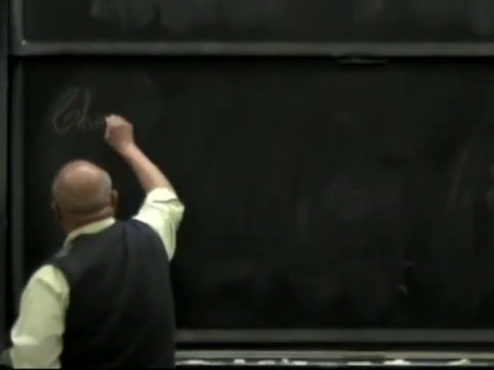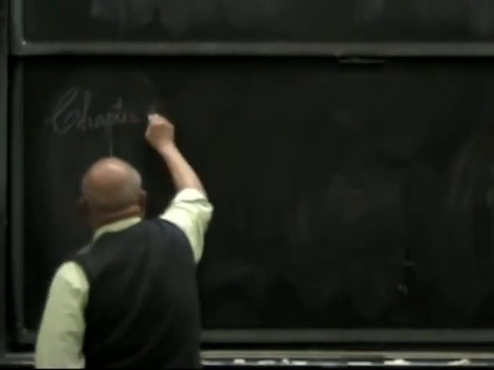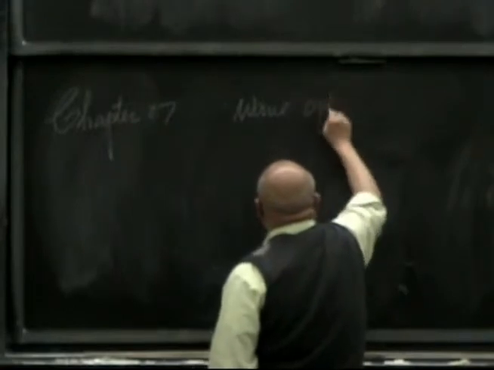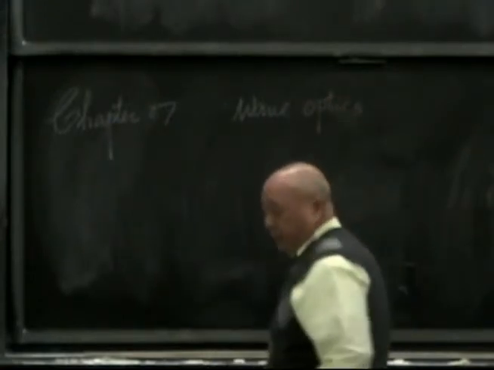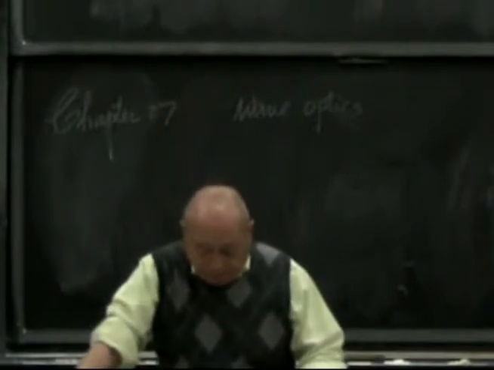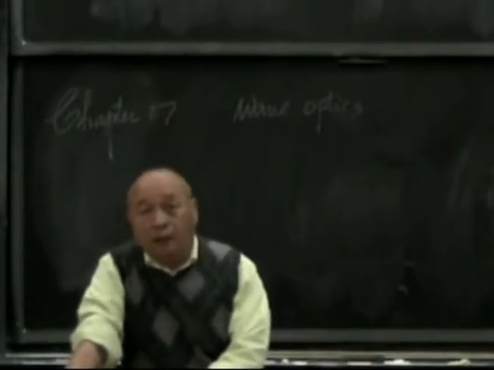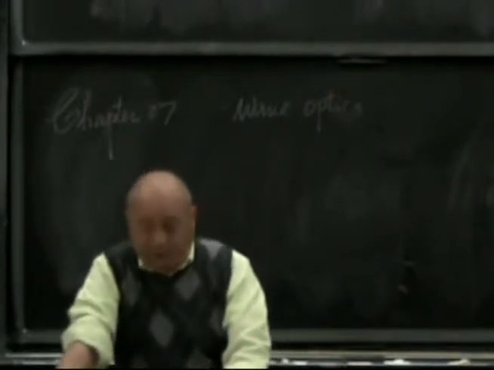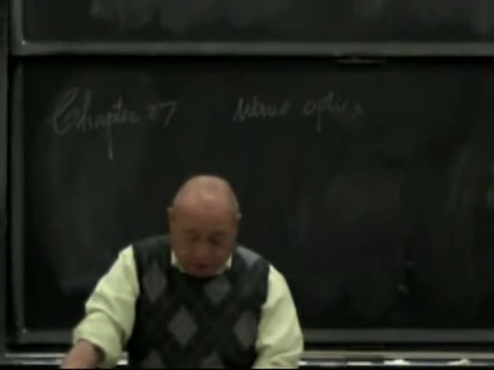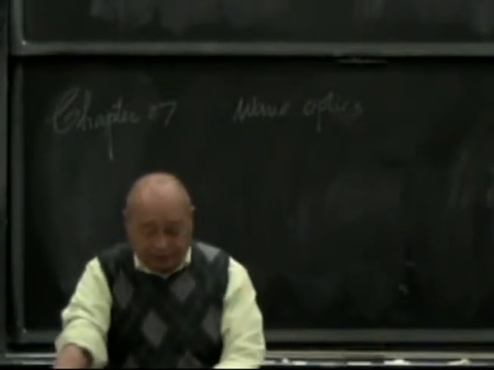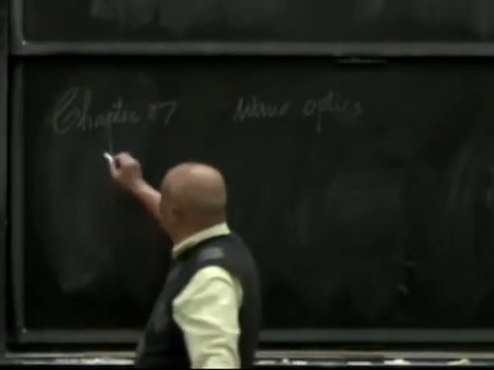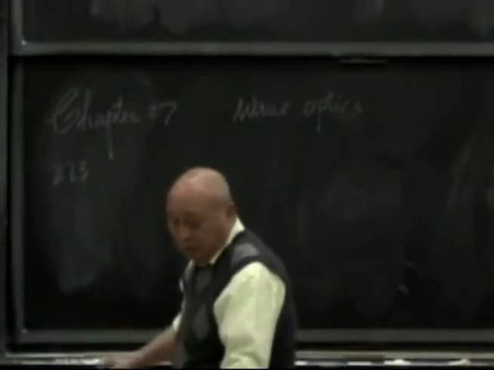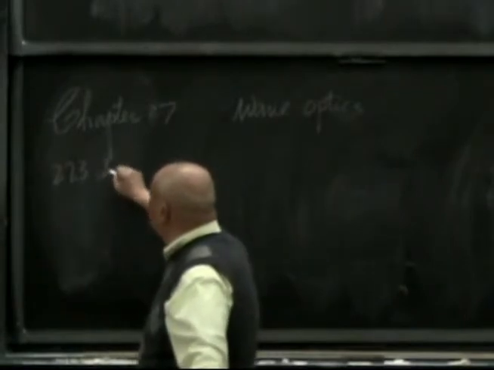Chapter 27 is related to wave optics. Wave optics is basically about treating light as a wave, propagating like a wave. The first thing we have done is section 27.3. We did the interference last week.